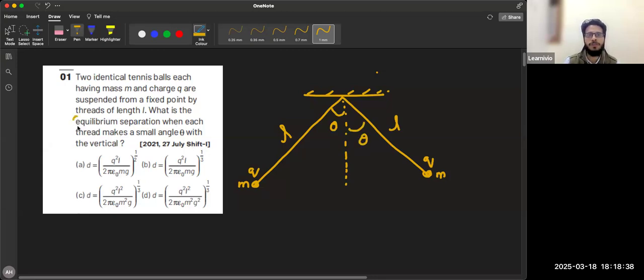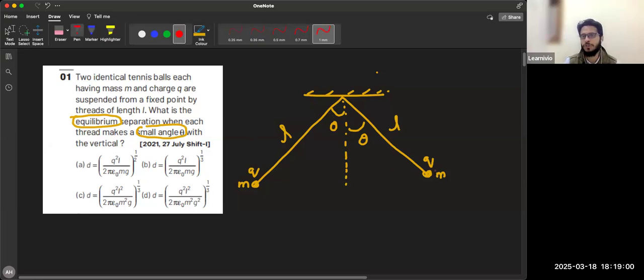Equilibrium. What does equilibrium mean? Net force is zero, right? Equilibrium means net force is zero. So there are two terms from the mechanics. One is equilibrium, another is small angle. Small angle means tan theta and sin theta are almost equal. Equilibrium means net force is zero. So let's start with any of the masses. Let's start with this mass.